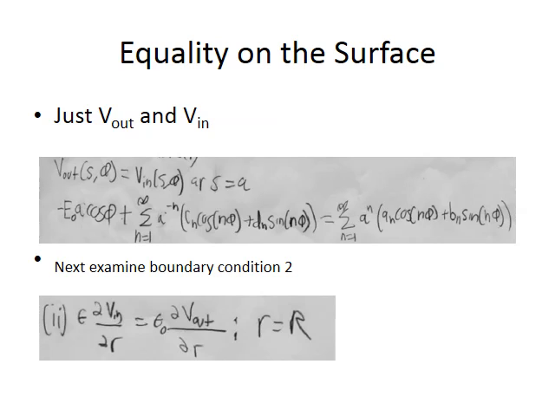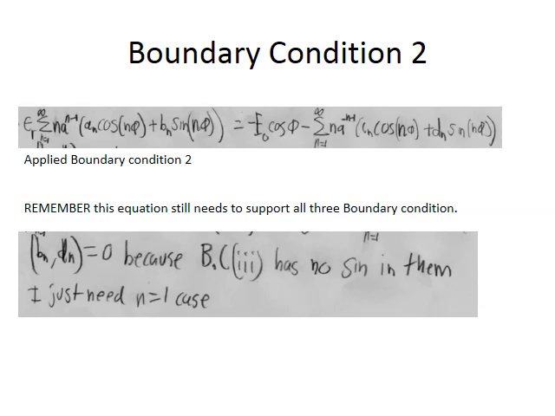Now when you examine boundary condition number 2, you have that equation right there at the bottom, and you just want to apply those operators on your V out and V in equations, assuming that your radius is the radius of the cylinder. The top equation is me applying boundary condition 2 from the last slide, and by careful analysis of my equation, I can tell that Bn and Dn are 0, because boundary condition 3 does not have a sine term in it. In that case, I just need the n equal to 1 case.